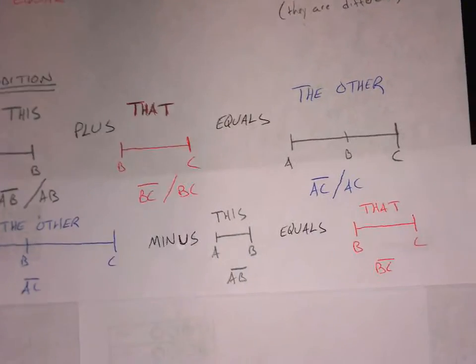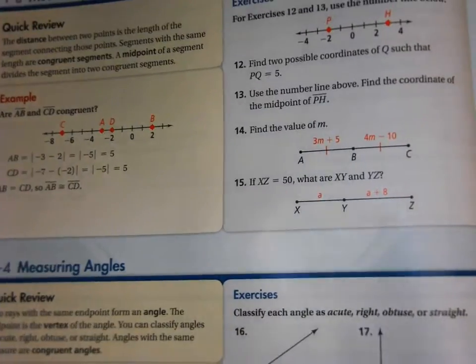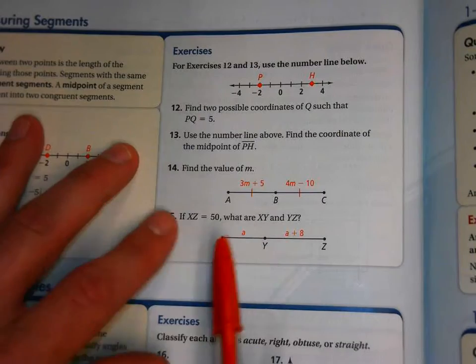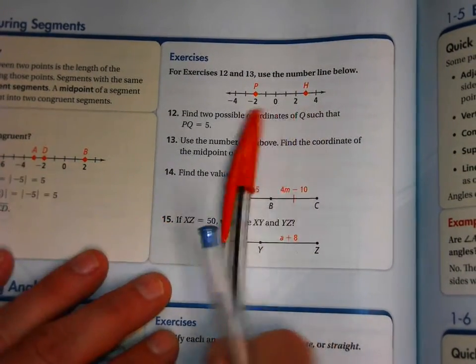We're going to take all this information, and then what we can do is answer these little practice questions to make sure we get what's happening. So we see in the practice section, we get this little diagram saying for exercises 12 and 13, use the number line below. So here's this number line. Got some stuff going on.